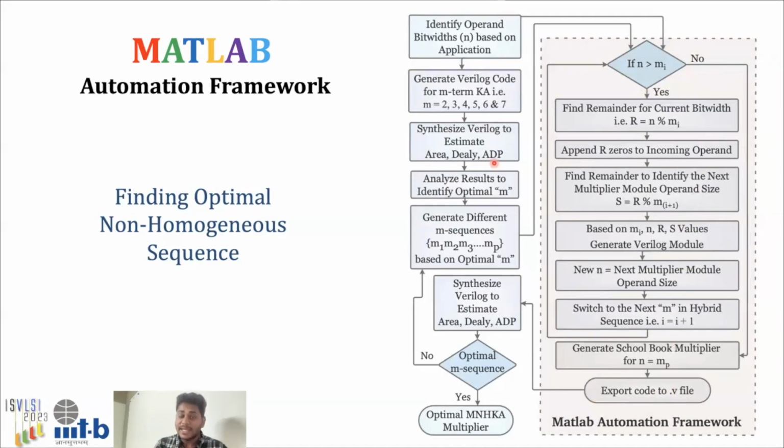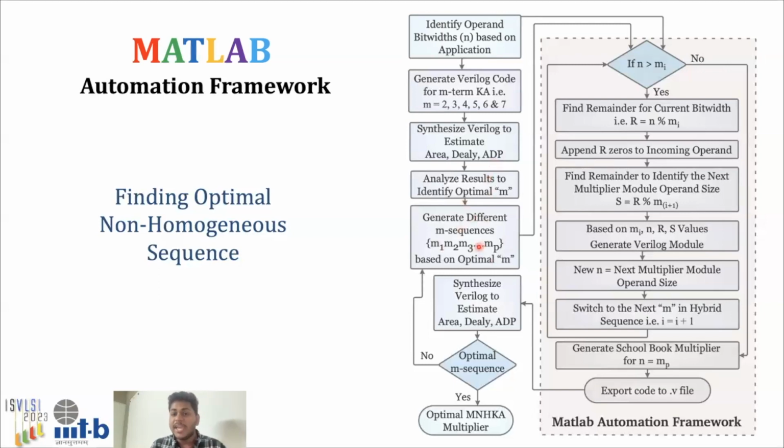And the left part is the important part of the framework. Initially, we will decide the operand size, and for that operand size, we will generate CMKA, composite M-term Karatsuba-like multiplier codes for m equal to 2 to 7. Then we will synthesize them to generate area, delay, and ADP results. From those results, we will get the optimal value of m, which has the lowest ADP.